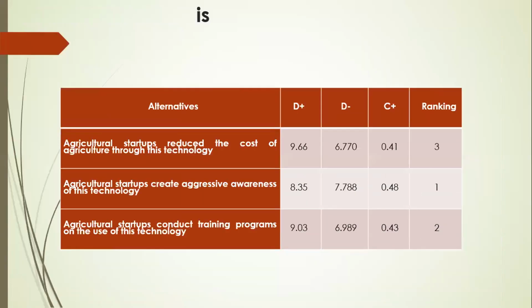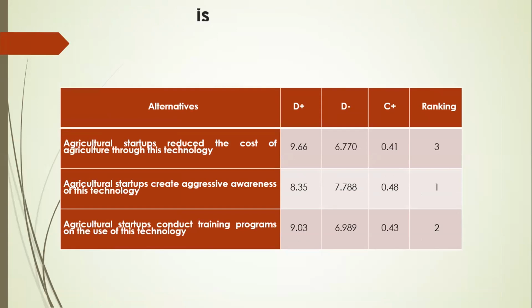Coming to the next one, the alternatives that we have suggested: agriculture startups reduce the cost of agriculture through this technology, agriculture startups create awareness of this technology, and agriculture startups conduct training programs on the use of this technology. So basically, how can the agriculture startup promote their technologies to the farmers?